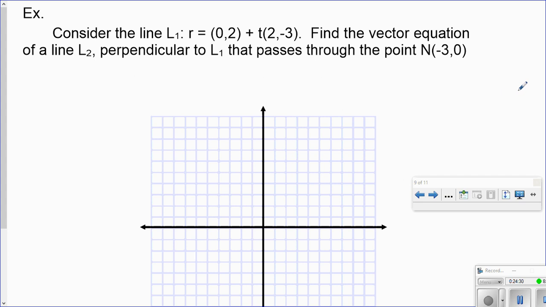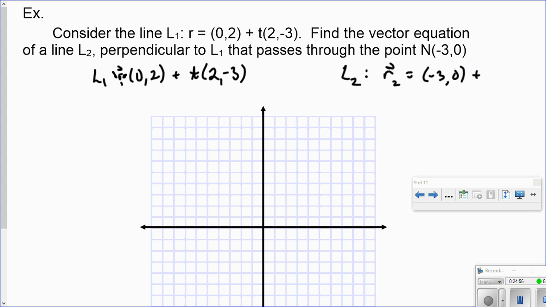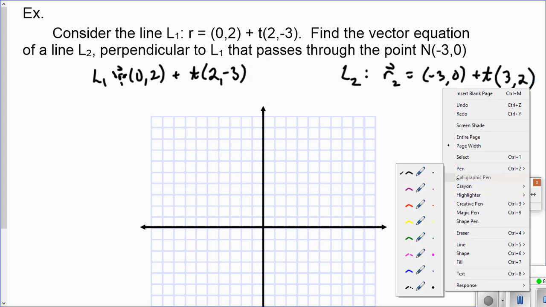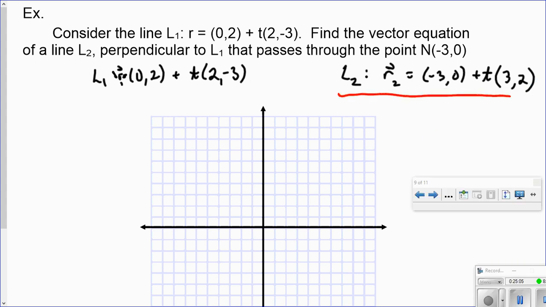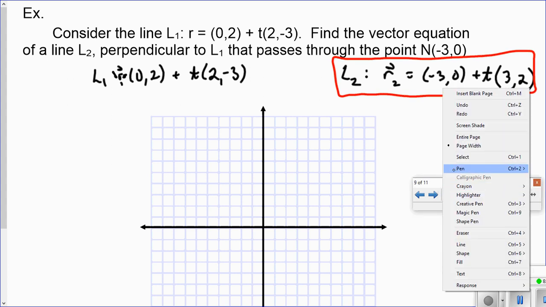Now let's look at it by graphing, and see exactly what we've got here. I've already done the equations: (0, 2) plus t(2, -3), and I'm going to graph L2 to be the point (-3, 0) plus t, and my direction vector was (3, 2). I'm going to graph this one in red, and I'll graph the first one in black.